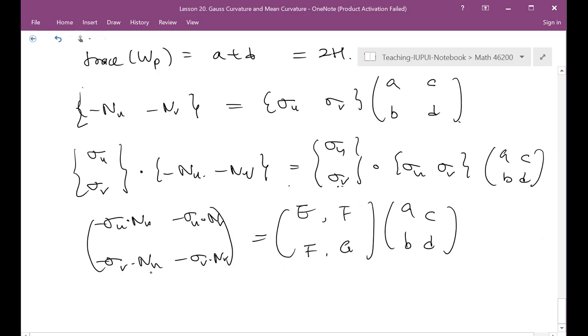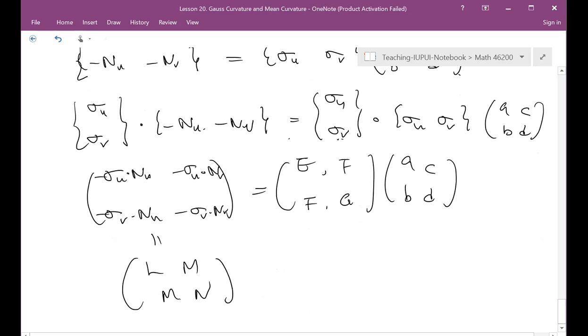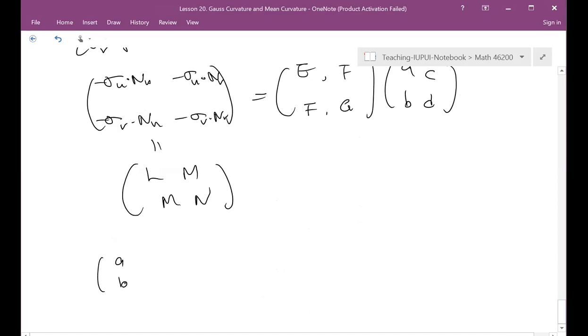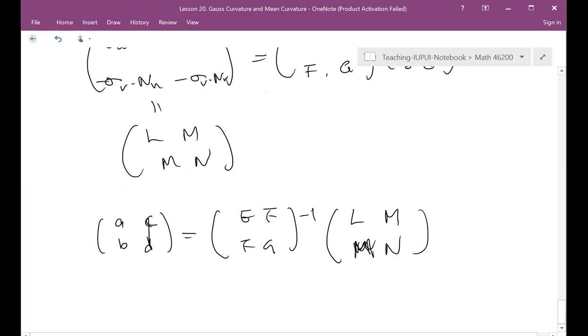Now, what is this on the left hand side? Left hand side is nothing but L, M, M, N. So our matrix A, B, C, D is completely determined by E, F, G, and it is the inverse of E, F, F, G times L, M, M, N. The first part is from the first fundamental form, and the second is from the coefficients of the second fundamental form.